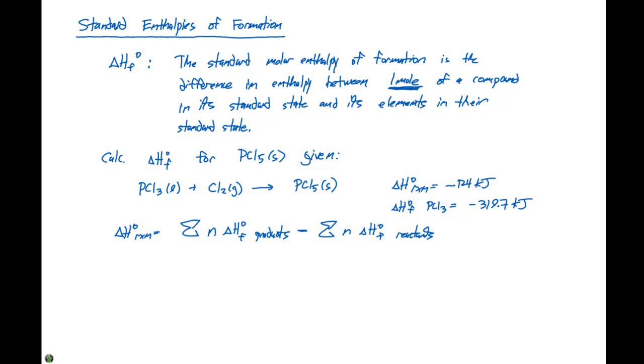So what this is going to tell us is that the ΔH° of the reaction is going to equal the sum of the ΔH° of formation of the products, which would be 1 times the ΔH° of formation for PCl5, minus 1 times the ΔH° of formation of PCl3 plus the ΔH° of formation of Cl2.